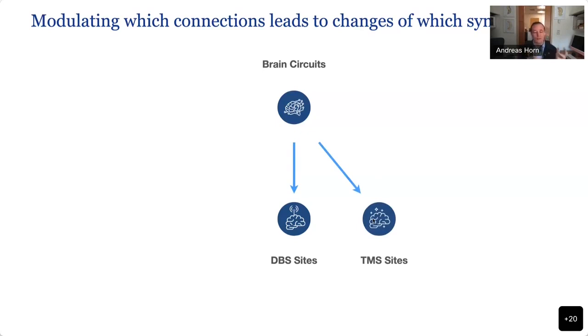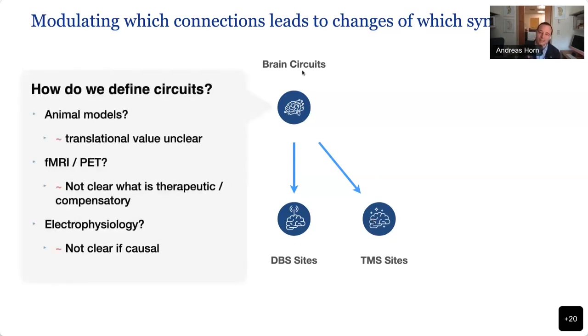We want to know the circuit first, needs to be defined, and then we know where to modulate the brain to modulate that circuit. And the big question is, of course, how do we define these circuits? We can use animal models, but the translational value for clinical practice is really unclear. Do we have mice with OCD? Probably not. We probably have some with Parkinson's, but not with OCD. And so there's always this gap between animal models and humans.